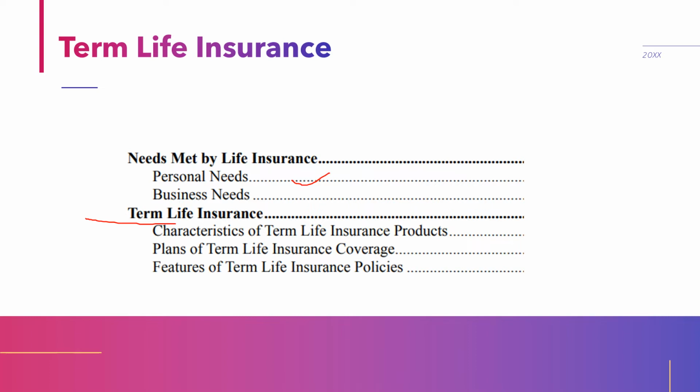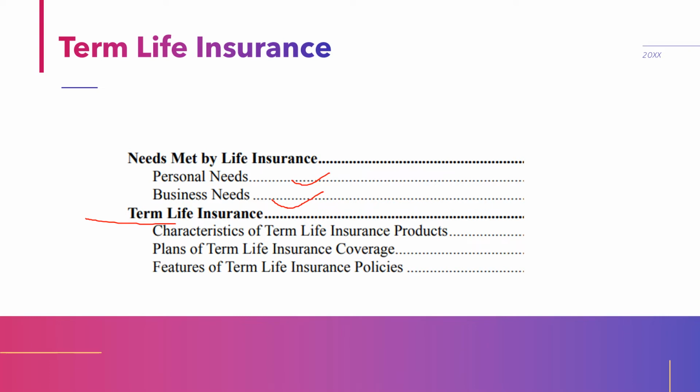Then coming to the business needs, in the same context. For example, if there is a business run by an individual or a group of individuals, and if that particular person dies, and they have a term life insurance, they can pay the remaining dues that the person had. So it will help in running the business smoothly.